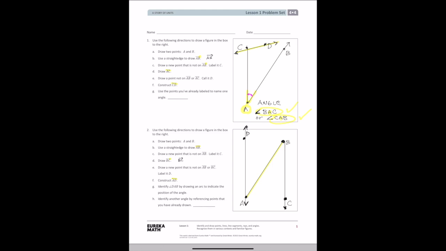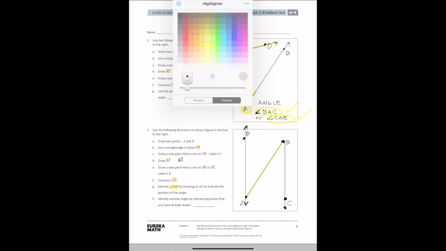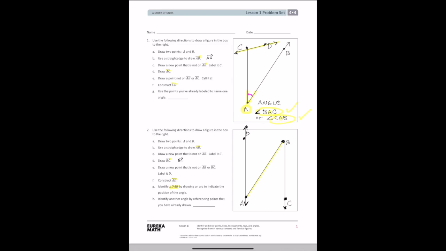Okay? Now identify DAB. So angle DAB, we need to identify it. That means call it out or label it by drawing an arc to indicate the position of the angle. Okay, so as we did before, we want to draw an arc on that angle. So DAB, that means it has to be passing between D here and B, because A is that angle vertex. So let's go ahead and label that.